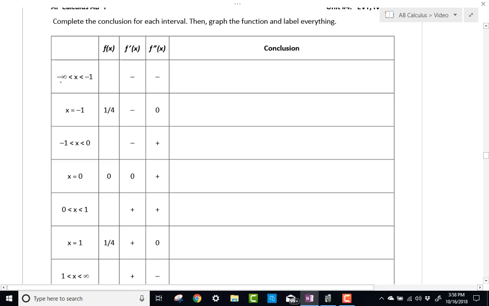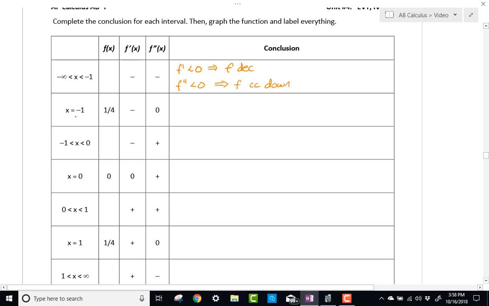So all I know is that from the interval negative infinity to negative 1, f prime is negative. Well, if f prime is less than 0, that implies that f is decreasing. So I'm going to graph in a few minutes, and we're going to need to know that. And then if f double prime is negative, so if f double prime is less than 0, that implies that f is concave down. Those two things we're going to use to graph.